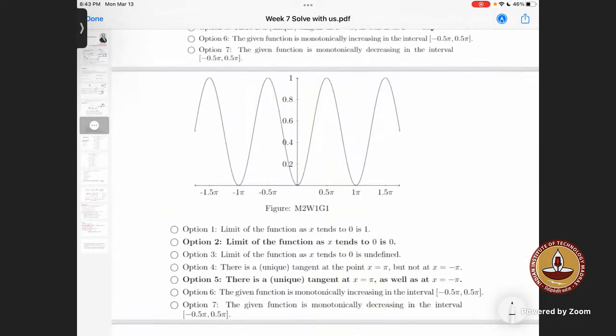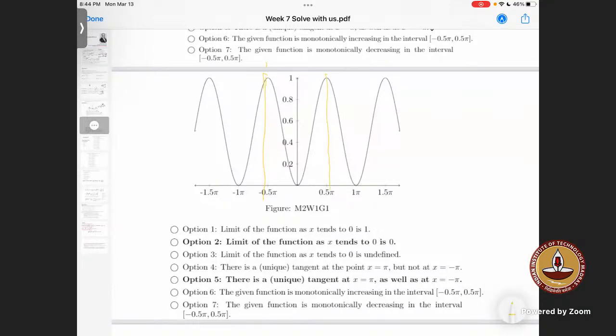So let me see the options. I think most of you gave the right answer. It should be 2 and 5. Okay. Now let me look at options 6 and 7. In the interval minus 0.5 pi to 0.5 pi, so this is the interval, right? Let me highlight that for you.